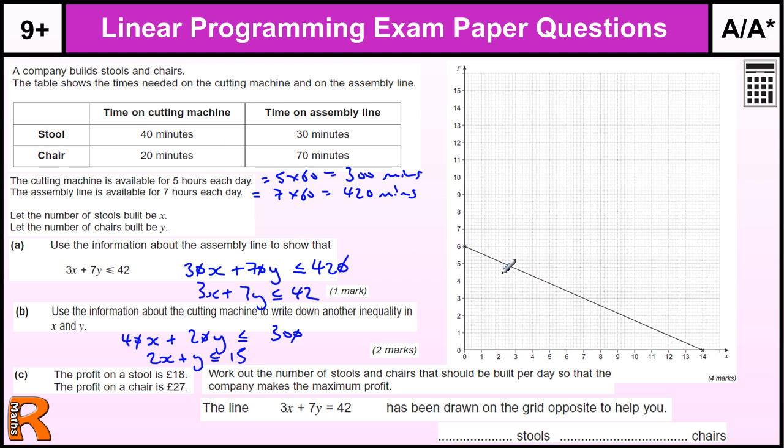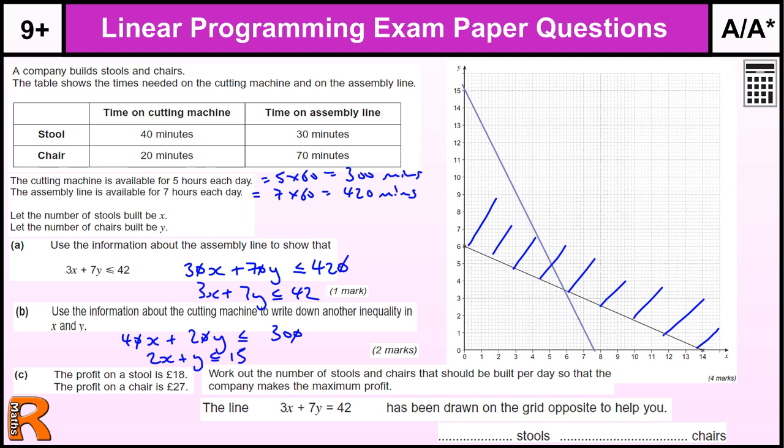Okay, so plotting those, the first one's done for us. This is the 3x plus 7y equals 42. We want it to be less than or equal to 42, so we don't want this side, so we shade that side out. And then we've got the other one where 2x plus y is less than or equal to 15. If we cover up the 2x, we get y equals 15. If we cover up the y, we get x equals 7.5. So we're going to plot that going through 15 and hopefully about 7.5.